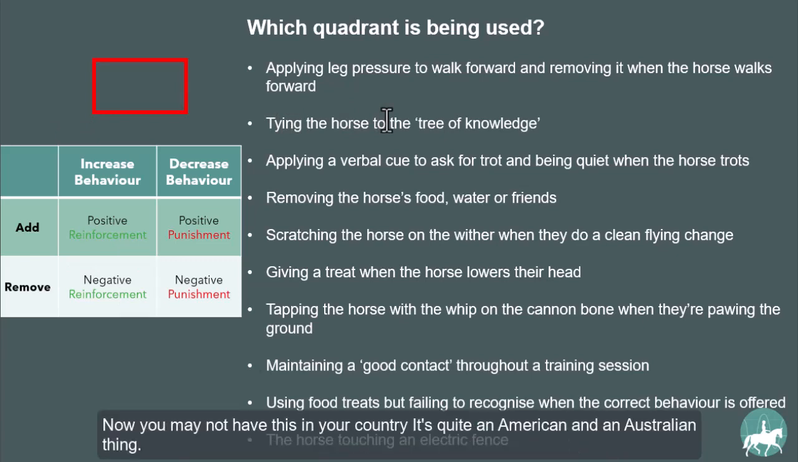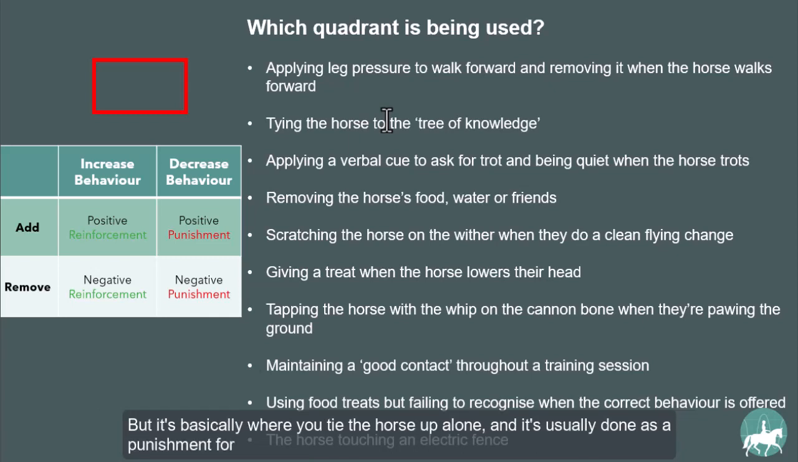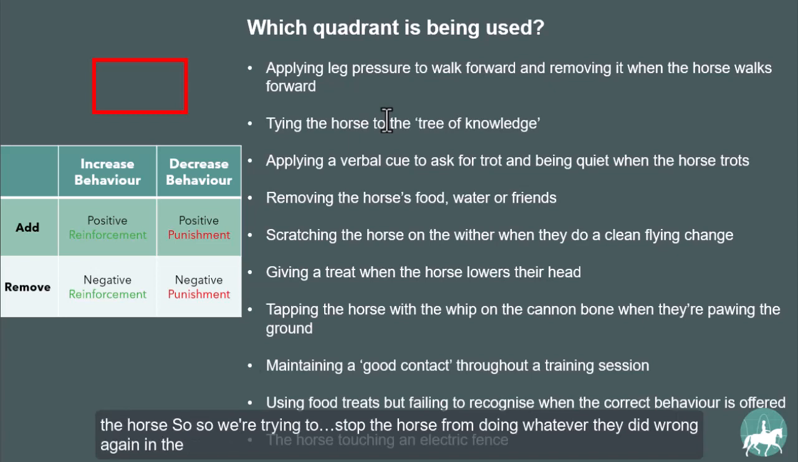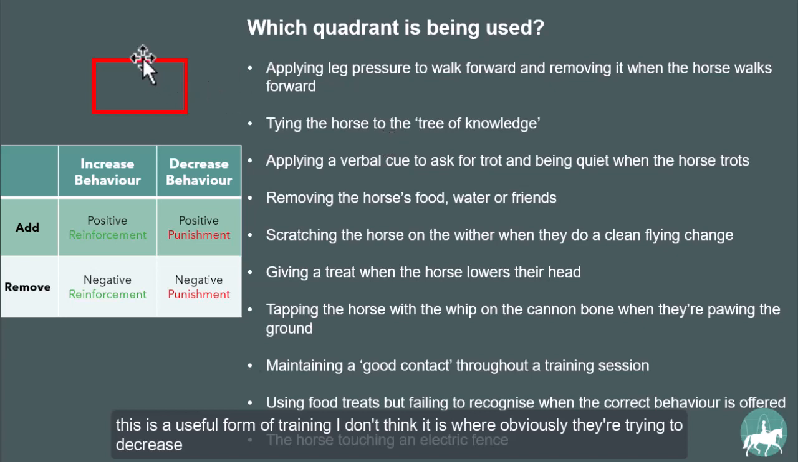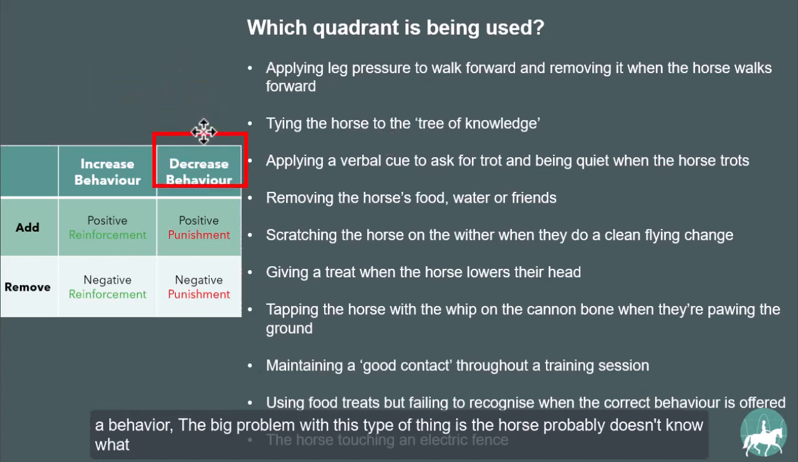Now, you may not have this in your country. It's quite an American and an Australian thing, but it's basically where you tie the horse up alone, and it's usually done as a punishment for the horse. So we're trying to stop the horse from doing whatever it did wrong again in the future, and we're going to tie it up alone to the tree. I'm not suggesting at all that this is a useful form of training. I don't think it is. We're obviously, though, trying to decrease the behavior.